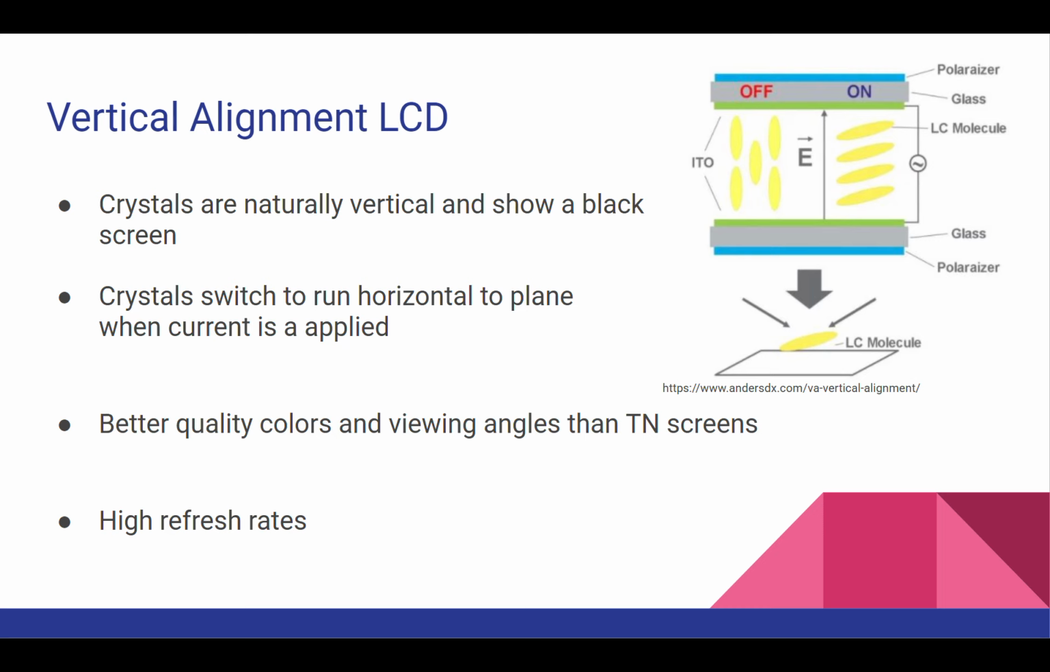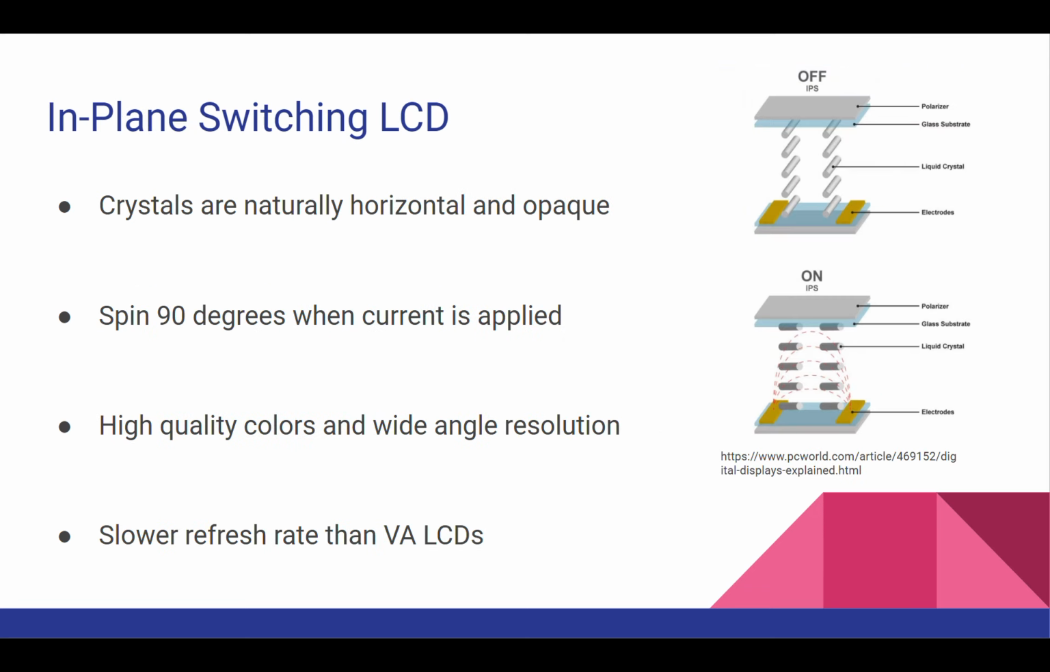The next screen type is vertical alignment, or VA. VA screens have their crystals be perpendicular to the polarizing layer, so the screen lets no light through by default. When a current is applied, the crystals turn to being parallel with the polarized layers and thus let the light through. These screens have better color and viewing angles than twisted nematic screens, and have higher resolution blacks and refresh rates than the final screen type, which is in-plane switching LCDs, or IPS for short.